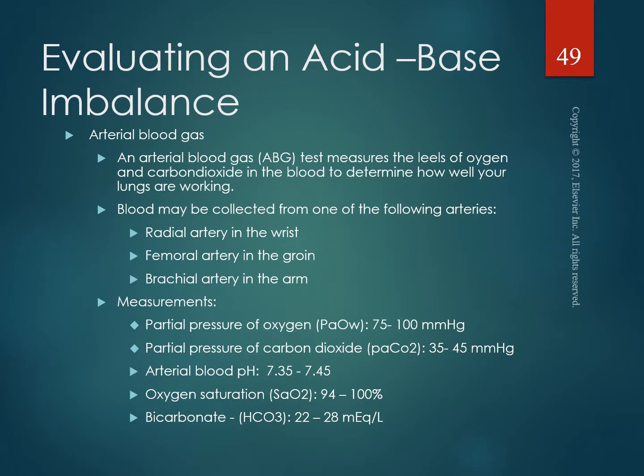So from here on out, I've got everything on the slides because I think it's easier to see and to read. And it's how we evaluate these acid-base imbalances. First off, we're going to use an arterial blood gas. An arterial blood gas, or an ABG, tests and measures the levels of oxygen and carbon dioxide in the blood to determine how well your lungs are working, okay?